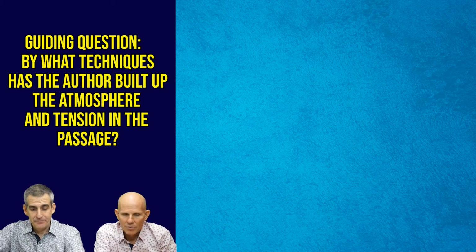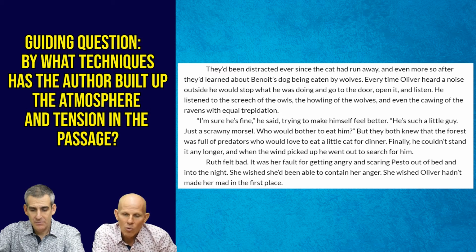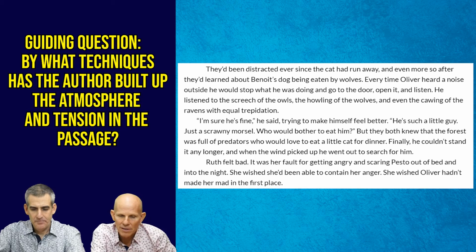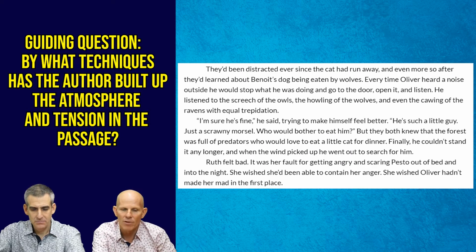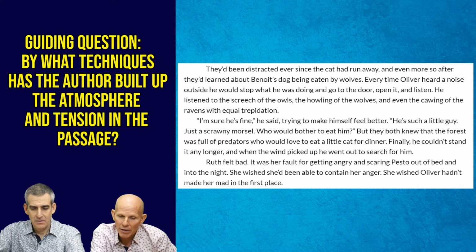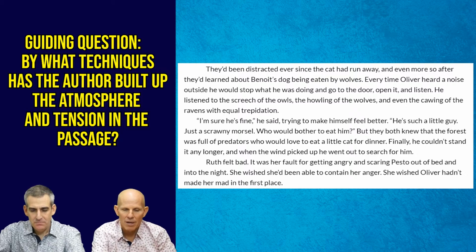Here we go. They'd been distracted ever since the cat had run away, and even more so after they'd learned about Benoit's dog being eaten by wolves. Every time Oliver heard a noise outside, he would stop what he was doing and go to the door, open it, and listen. He listened to the screech of the owls, the howling of the wolves, and even the cawing of the ravens with equal trepidation. "I'm sure he's fine," he said, trying to make himself feel better. "He's such a little guy, just a scrawny morsel. Who would bother to eat him?" But they both knew that the forest was full of predators who would love to eat a little cat for dinner. Finally, he couldn't stand it any longer, and when the wind picked up, he went out to search for him.